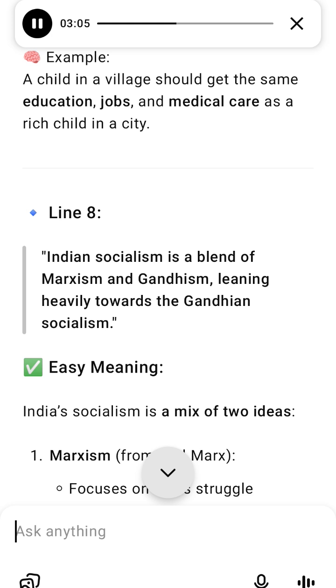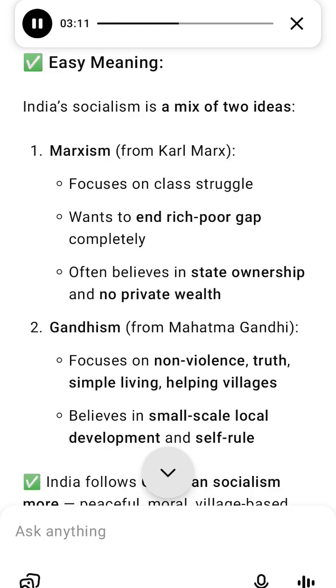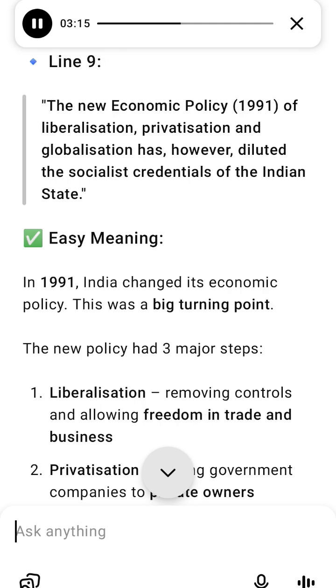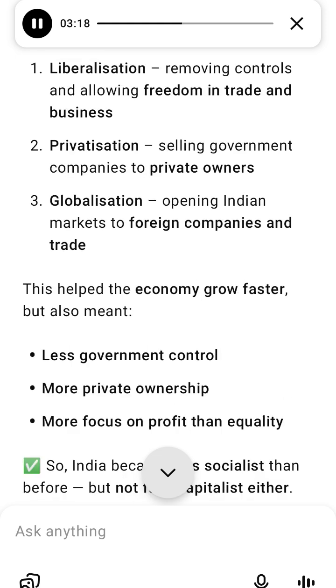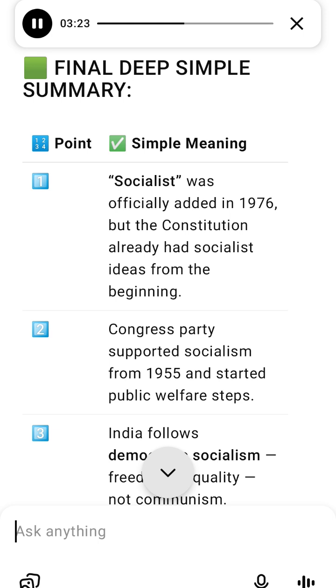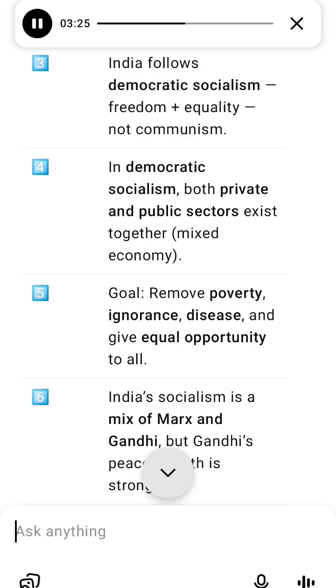7. India's socialism equals a blend of Marxism and Gandhism. India's socialism is a mixture of two philosophies. Marxism, from Karl Marx, a German thinker, says the rich exploit the poor, wants to end class differences, and supports government control of property. Gandhism, from Mahatma Gandhi, believes in nonviolence, simplicity, helping villages, morality, and peaceful change. India leans more towards Gandhian socialism, peaceful, moral, rural-focused socialism, rather than forceful Marxist methods.